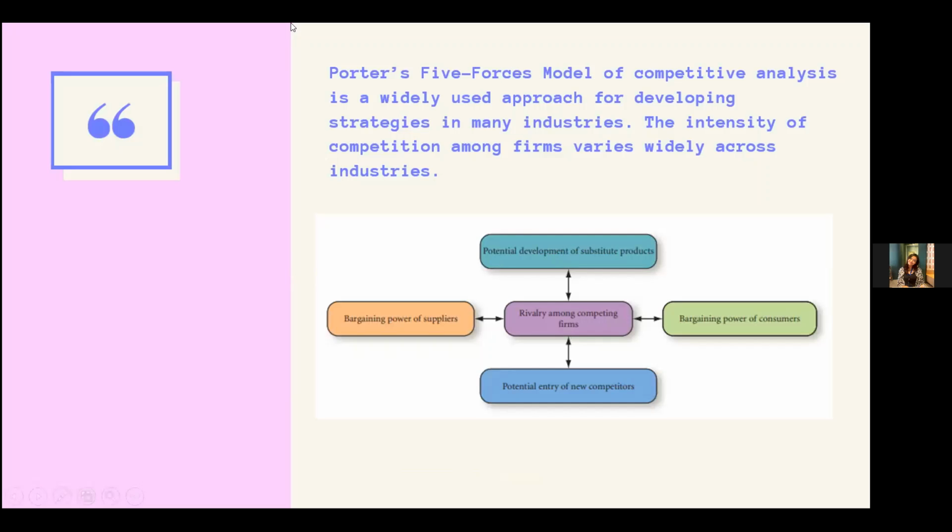And the next one is about Porter's Five Forces model. Porter's Five Forces model of competitive analysis is a widely used approach for developing strategies in many industries. The intensity of competition among firms can vary widely across industries. The five forces are: first, potential development of substitute products, and also bargaining power of suppliers, rivalry among competing firms, potential entry of new competitors, and bargaining power of customers as well. Next slide, please.